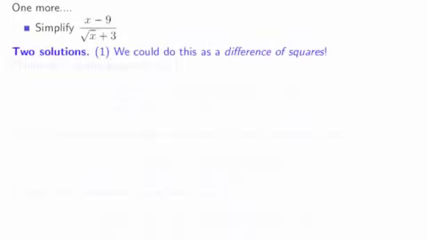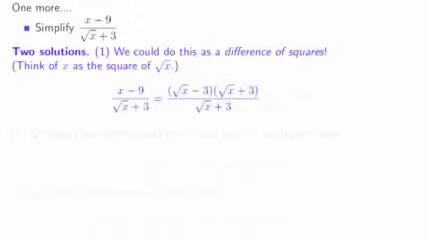One more. Let's simplify x minus 9 over the square root of x plus 3. There are two ways to do this. Again, we could do this as a difference of squares if we're really willing to be a little bit creative. Think of x as the square of the square root of x. So x minus 9 in the numerator is the square root of x squared minus 3 squared. So I can factor that numerator in this way, and then cancel like terms and get the square root of x minus 3.